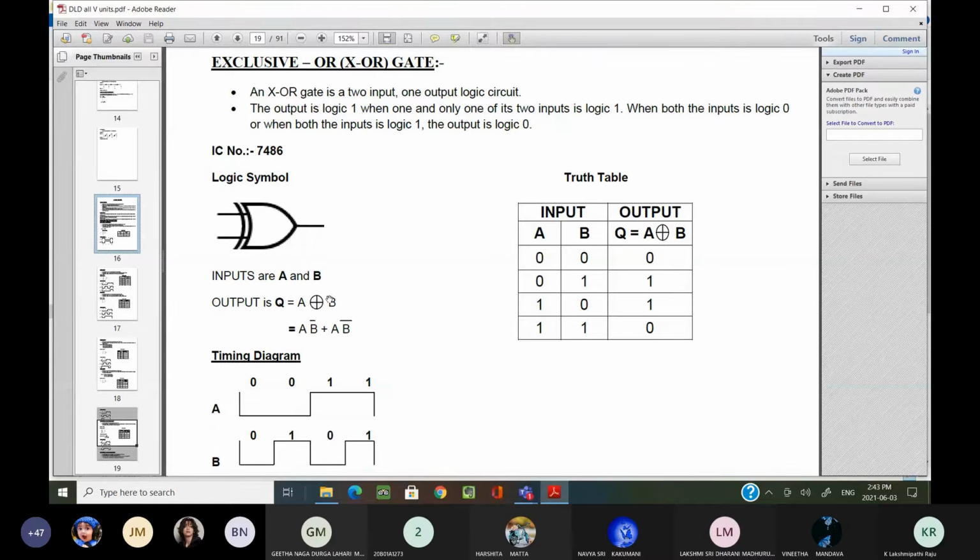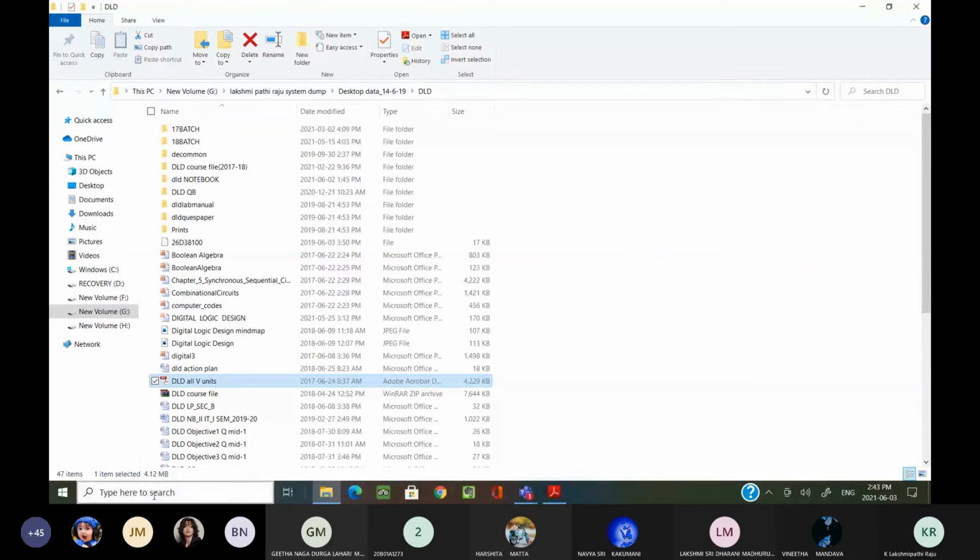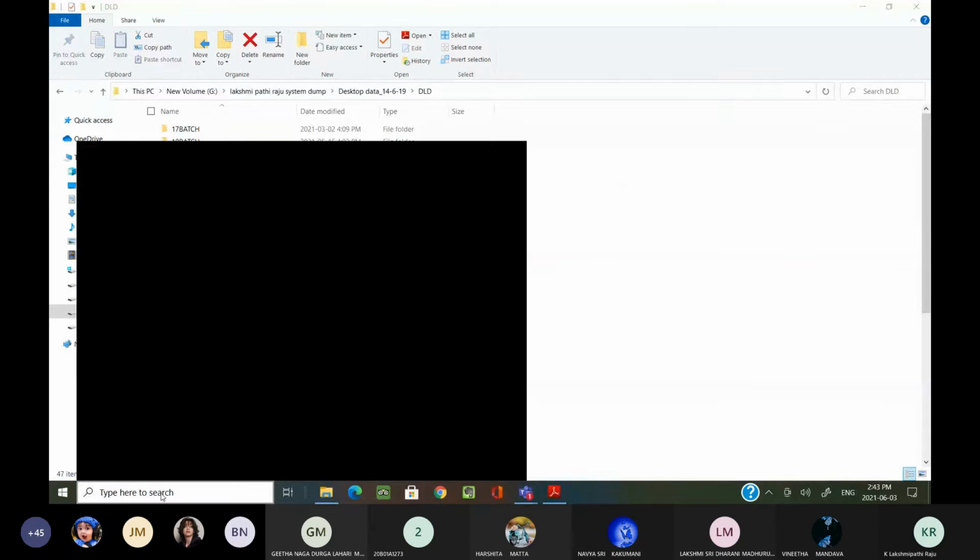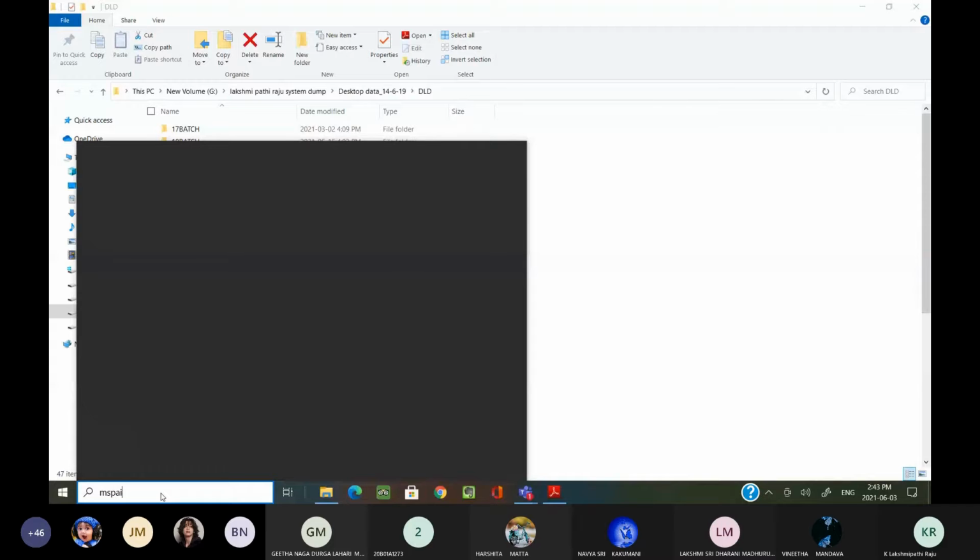Now that is the XOR gate logic symbol, and this is the logical expression. See here, we are using this symbol, the XOR symbol. Now, how are we getting this expression? Can someone tell me? I am writing the logical expression for each and every gate.